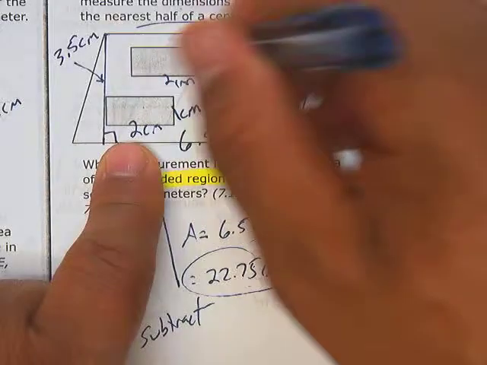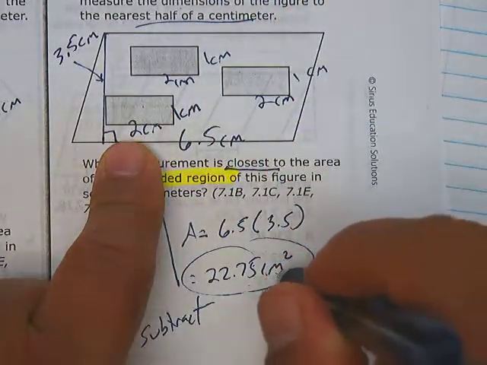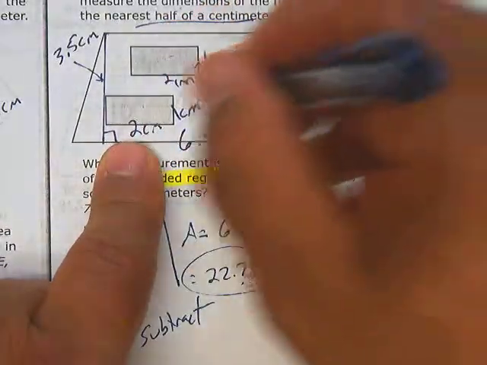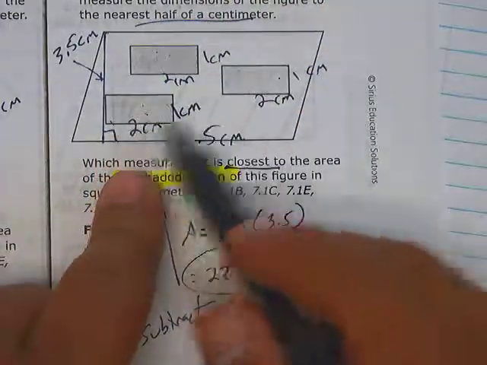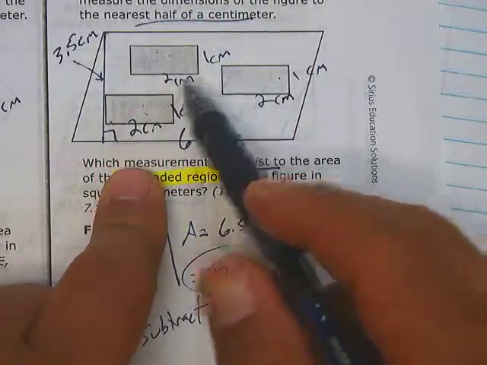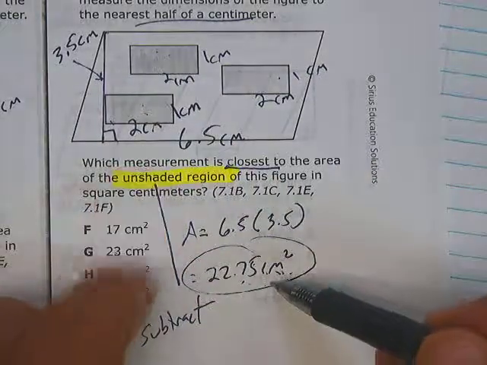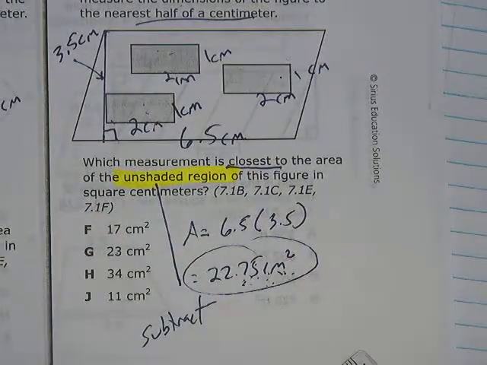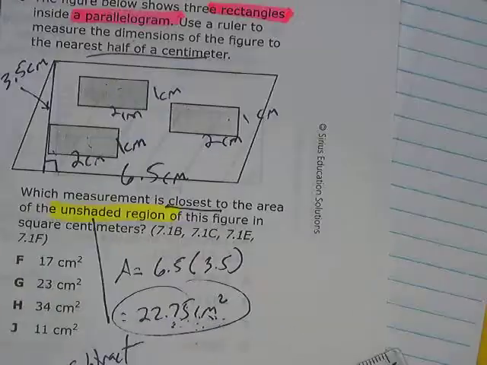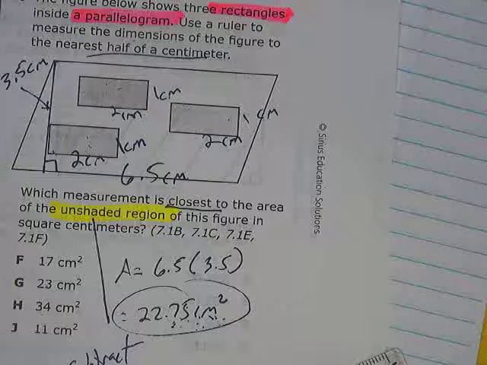Okay. So think, how do you find the area of a rectangle? Base times height. So all I'm gonna do is base times height for each one. What am I gonna do now? I'm gonna subtract. This is the total for the whole parallelogram. I'm gonna subtract these 3 rectangles from this. You have the dimensions. You should be able to get these answers very fast. Find the total of these 3 and subtract it from this total, and you'll get the answer.